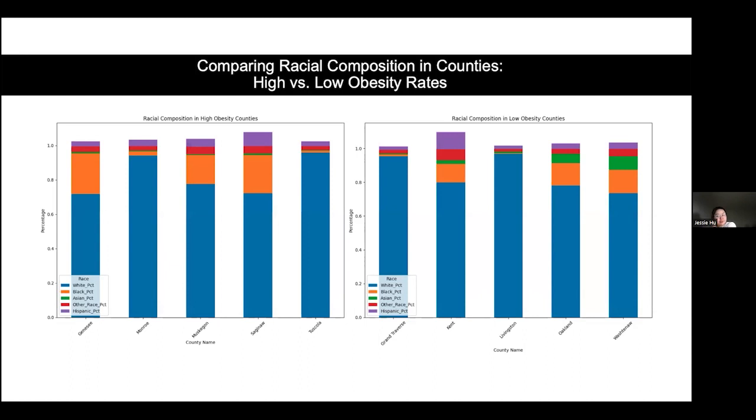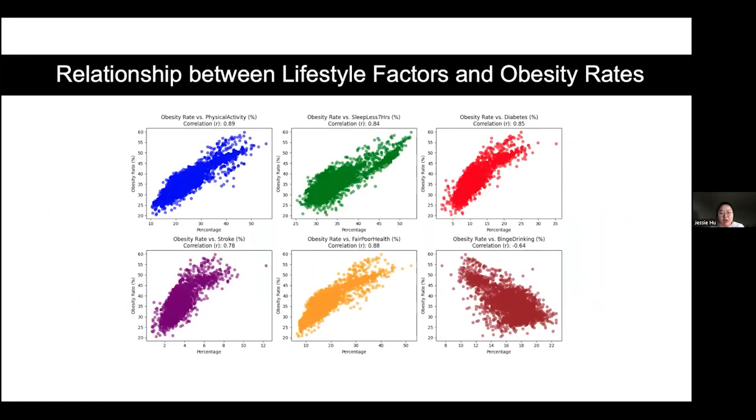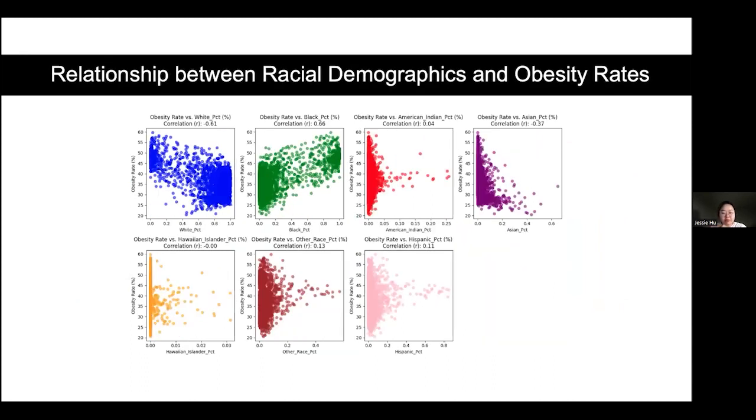Here are some detailed visualizations based on the previous heat map. This one compares racial compositions in counties with high versus low obesity rates, and this one is about income and poverty rate across these counties. Here, these two scatter plots are based on the heat map from the previous discussion, and we use them for better visualization for our project. This one is about lifestyle, and this one is about racial demographics.